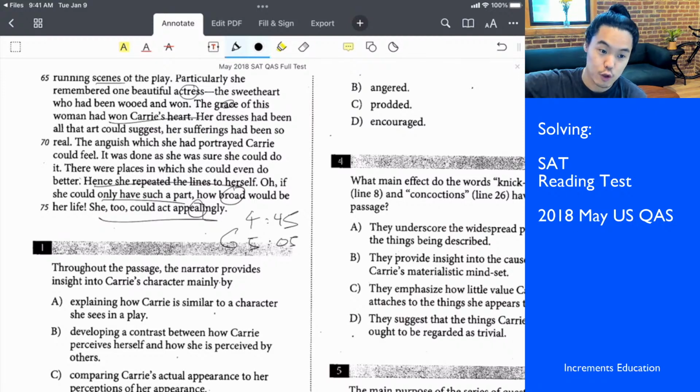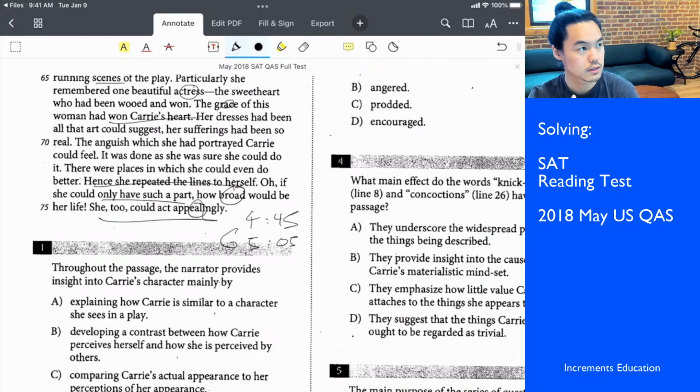And then on the third column, on the next page, all I really remember right now is that she really wants to be part of this world. She wants to be part of this world, and she says something about, she also can be appealing. She wants to be like one of these actors or something. I forget, but something like that. Okay, so that's my map of the passage.